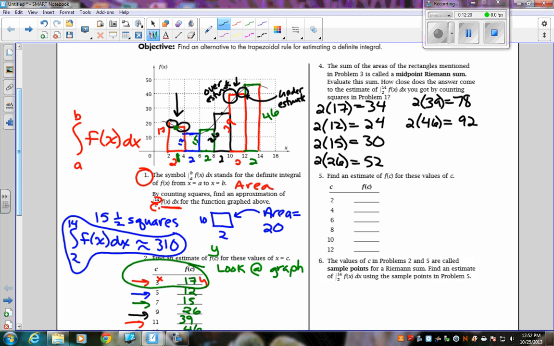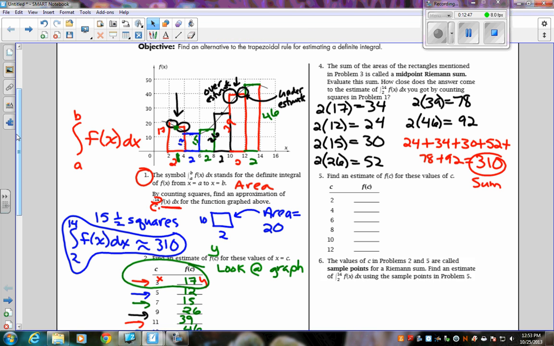So if we add those areas up, 34 plus 24 plus 30 plus 52 plus 78 plus 92, we're going to get our estimate. The sum is 310. So the midpoint Riemann sum is 310. Again, it's still an estimate of the area under the curve, but it's probably a better estimate than, actually it's the same estimate we got when we did counting squares. But typically the rectangles are about as accurate as counting squares, and I think it's a lot easier.